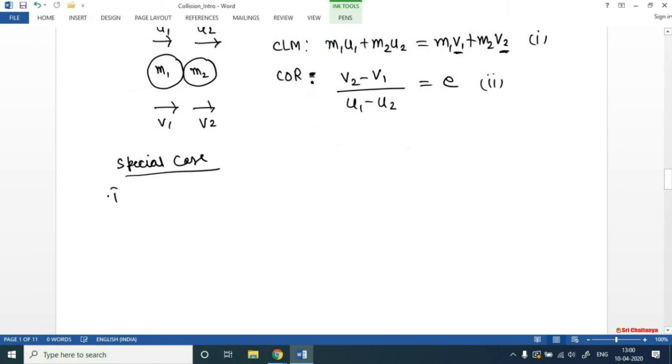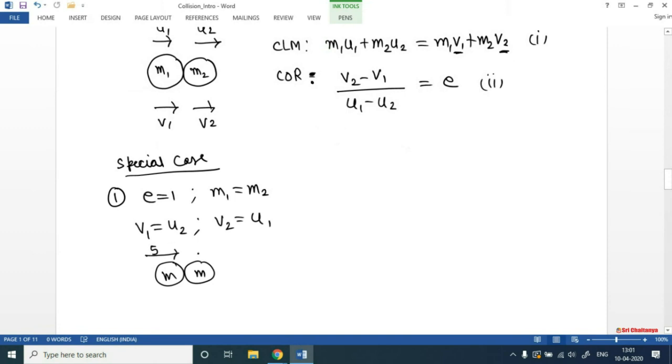Like the first special case, if the collision is perfectly elastic and the masses of the colliding bodies are equal, in that case the velocities of the colliding bodies after the collision work out to be v1 equal to u2 and v2 equal to u1. That means after the collision the velocities are exchanged. Let me take one simple example. There are two bodies of mass m. Before the collision, let's say this is moving with 5 meters per second and this is moving with 2 meters per second.